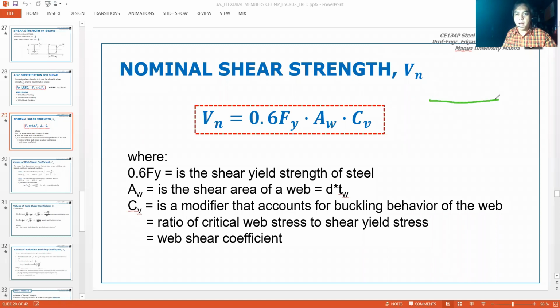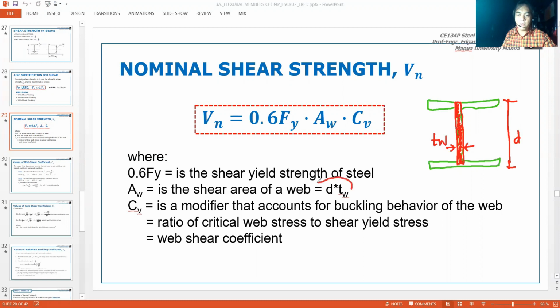Diba, let's say you have this I section, let's say a wide flange section. Ito yung pinaka area lang ng web ang concern natin. So basically, itong portion na to. Kumbaga, yung resistance ng mga flanges against shear is being neglected kasi very minimum lang yon. Ito lang yung area ng wide flange na nagre-resist ng shear, and that would be the overall depth d times thickness of the web. So yun yung rectangular area, yun yung area of the web. So d times tw.